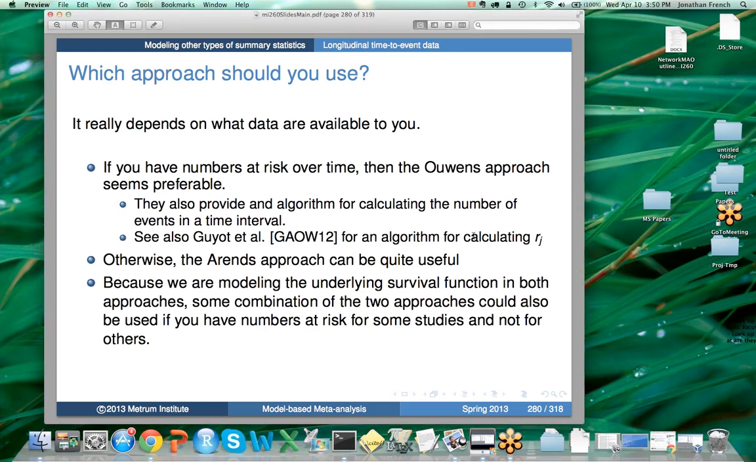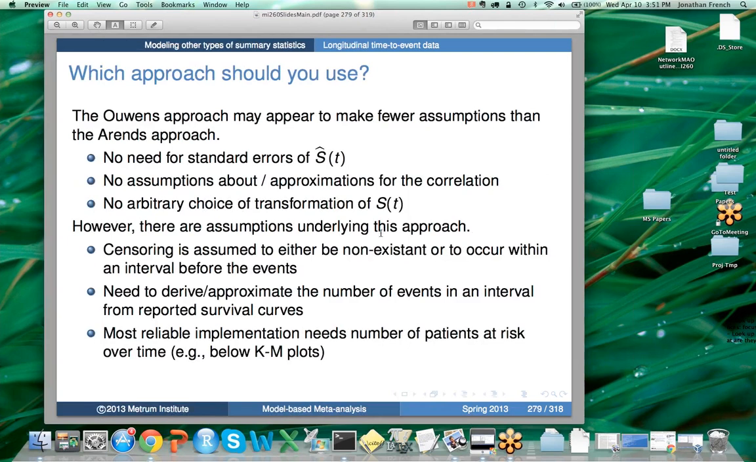The argument that they make in the WinBUGS paper, given that you get these numbers at risk over time, for assuming that all the censoring happens before any of the events happen, is that that makes the number at risk smaller, which translates into more uncertainty in terms of your probability of survival within that interval. So the handling of censoring there is to say it happens, but assume it happens all before any events happen.